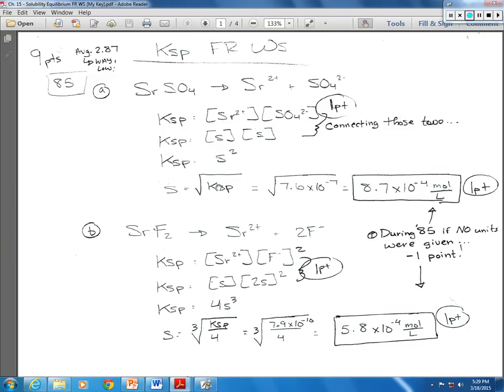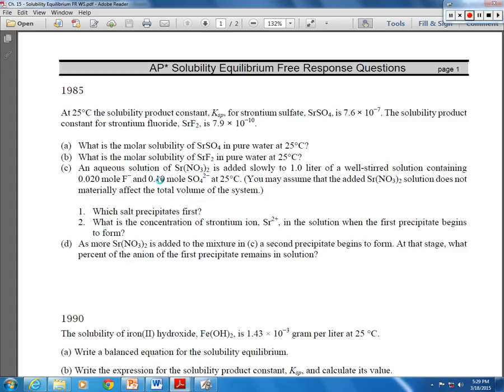And use S squared. Now, do you have to show all of this extra math? It makes it look prettier. It makes you look like you know what you're doing. You don't have to show the square root of KSP, but I would at least show this part right here. And then you get 1 point. So you get 2 points for that. You guys are already halfway to the average. That's awesome. Okay? All right, so let's go back to this.